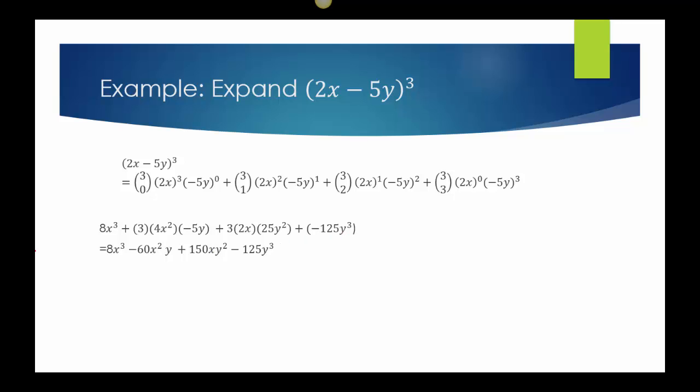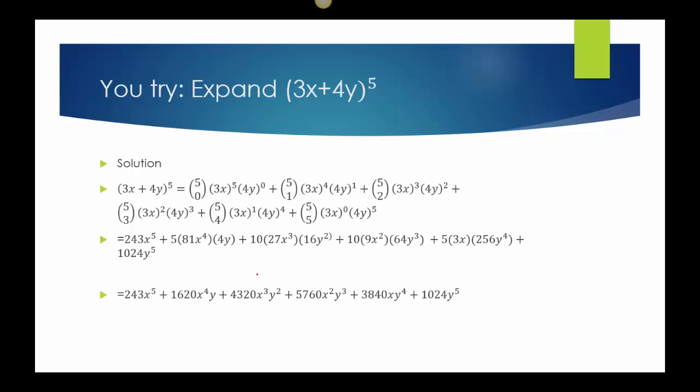To make this look better, I just kind of multiplied out. So 8x cubed I kept the same. 3 times 4 times negative 5 is negative 60x squared y. 3 times 2 times 25 gave me 150xy squared. And then the negative 125y cubed stayed the same.